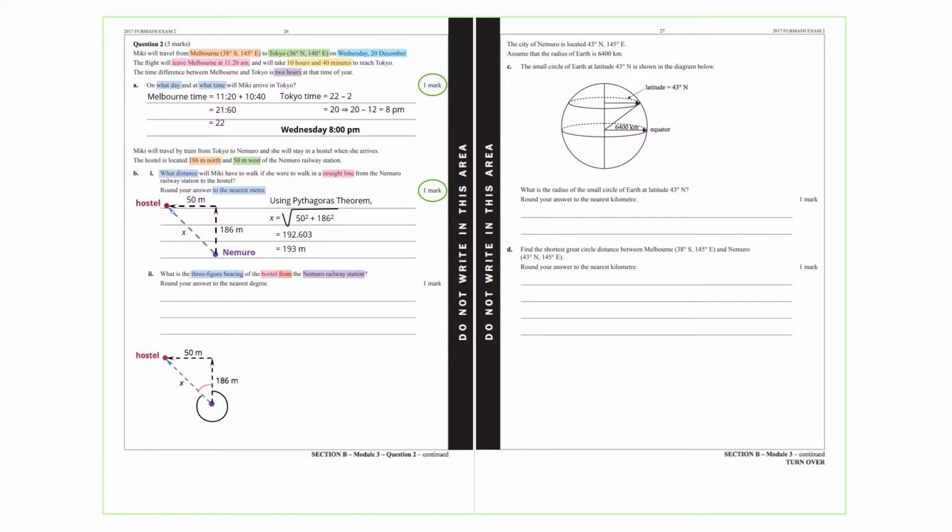We can calculate the value of angle theta in the right-angled triangle as shown. Tangent theta equals opposite over adjacent, which is 50 over 186. This means that theta equals tan to the minus 1 of 50 over 186, which is 15.046 degrees. Now we can calculate the bearing required, which is equal to 360 minus theta, and that gives us an angle of 345 degrees, correct to the nearest degree.